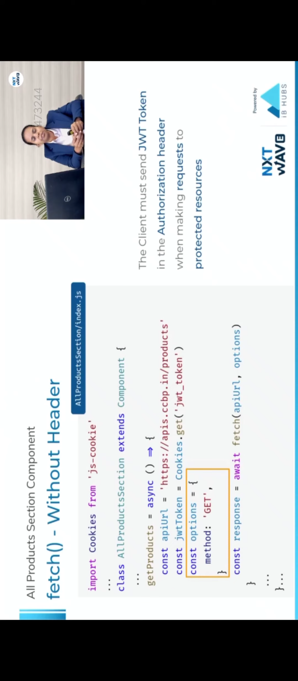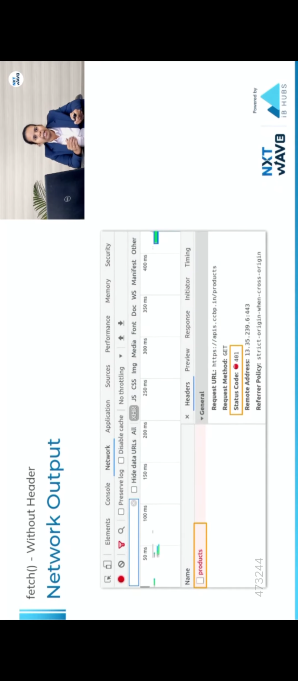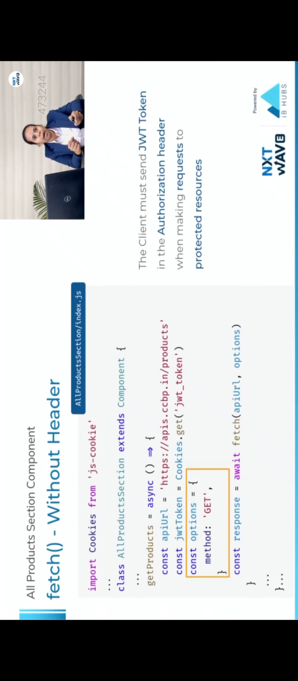As we understood, to access the get products API, the user has to be authenticated. To check whether the user is authenticated or not, we have to send the JWT token in the authorization header. If we don't add this authorization header, the server obviously cannot check whether the user is authenticated, so we'll get a 401, which means the user is unauthorized. If we don't provide the authorization header, our API call will fail. So it's important that you provide the authorization header in the options and send it to the fetch method.